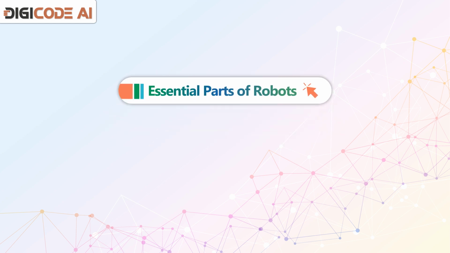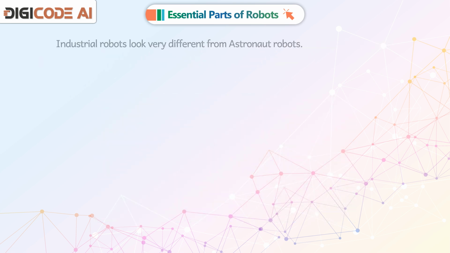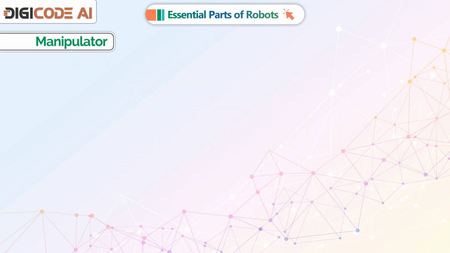Essential parts of robots. Humans have set body parts, whereas robots have body parts according to their needs. This is the reason robots come in different sizes and shapes. Industrial robots look very different from astronaut robots. Let us study some of the essential parts of robots.